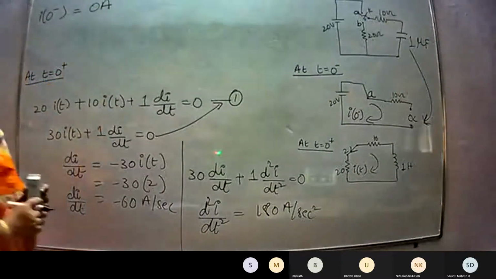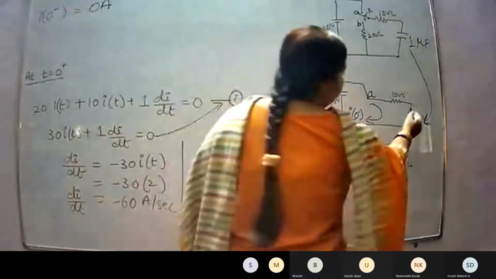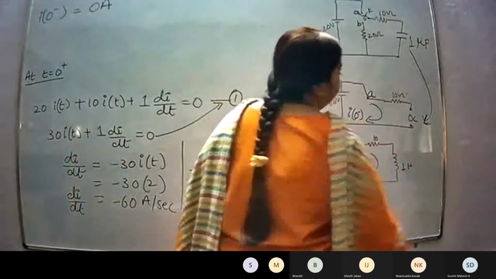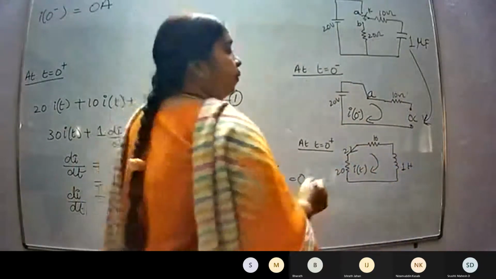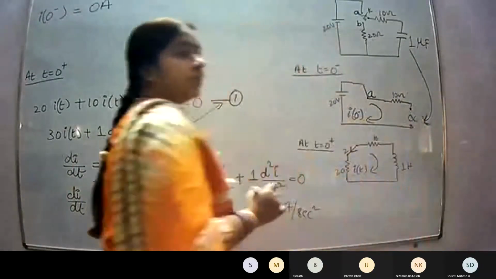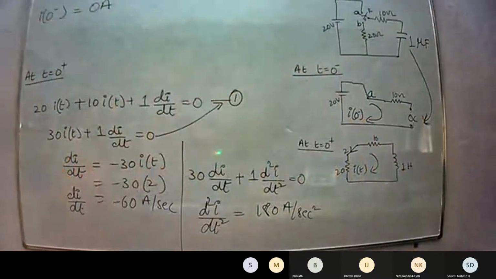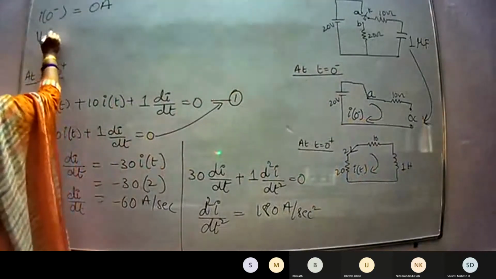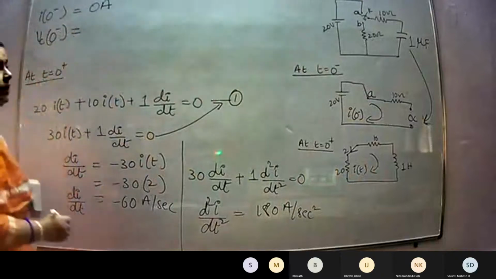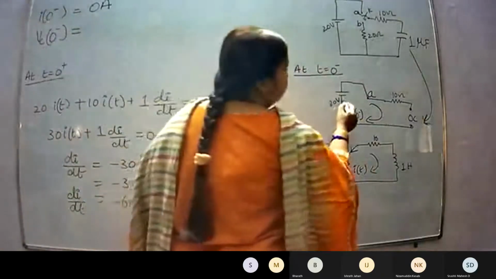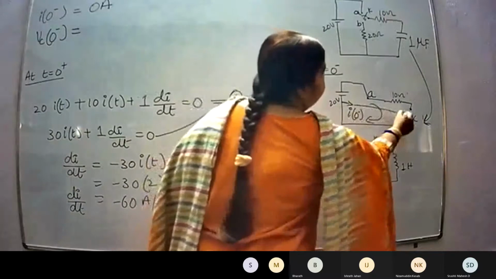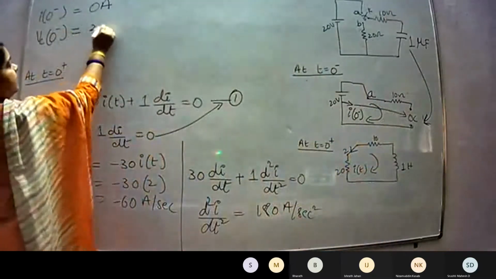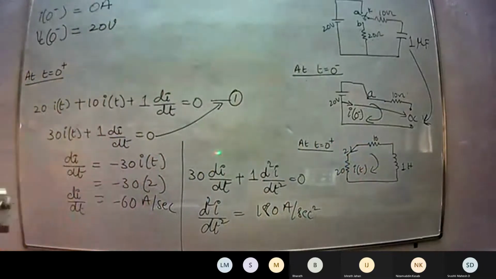One other important concept you should learn here is, it is open, fine, there is no current, also fine. And there is no voltage drop across the 10 ohm also. But what is the voltage of the capacitor there? What will be the voltage? That means what is Vc of 0 minus? It is nothing but the voltage of this 20 volts. The same voltage will be seen at this open circuit. So we have Vc of 0 minus is nothing but 20 volts.